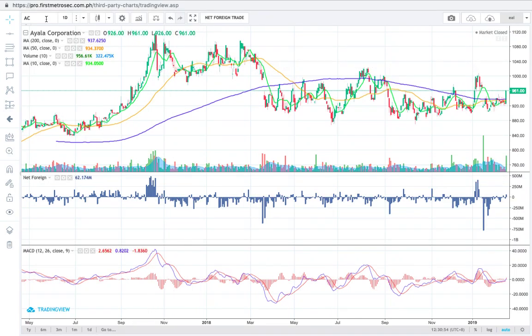Okay, let's take a look at Ayala Corporation. I have cleared my support and resistance levels so I can show it to you from a clean slate. How do I plot the support and resistance levels? Where do I plot the support?